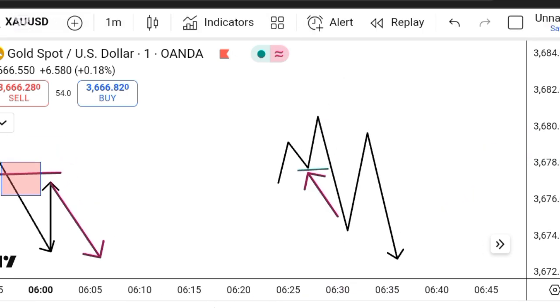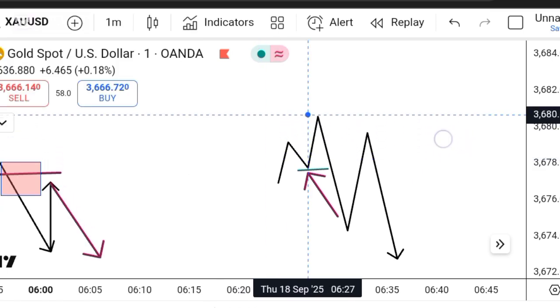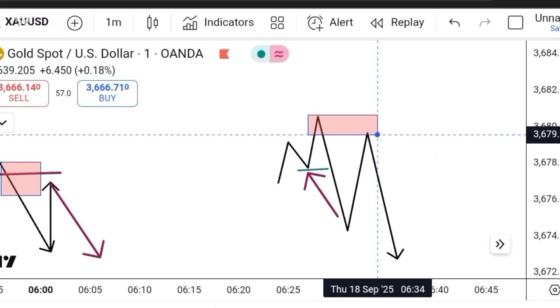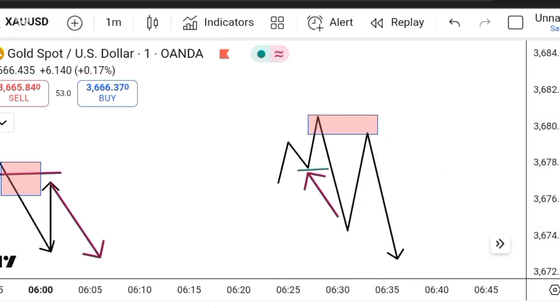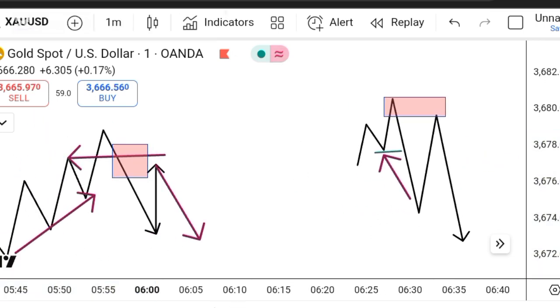Then on your 1 minute here, you will look for your OB around this point and you sell this market down to the initial low. So this is a sell setup. Let us look for a buy setup.